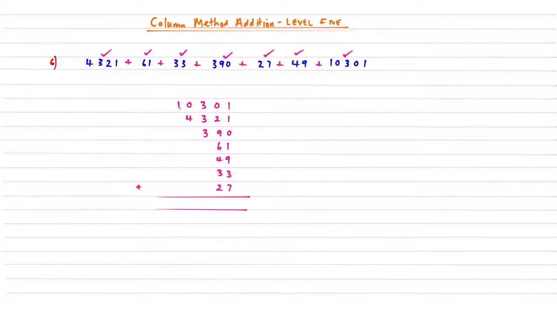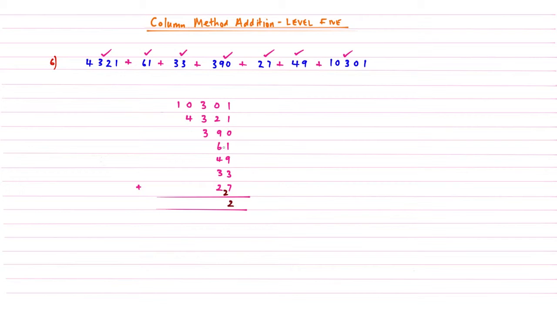So as you can see, I've lined them up from biggest to smallest there, making sure that I've ticked them off when I wrote them down, so I don't miss any, which is easy to do, to miss a number and then your calculation's all wrong. So let's go ahead and answer this question. So the first column, adding up all these units, gives me an answer of 22. So we'll carry the 2 and write the 2 underneath.